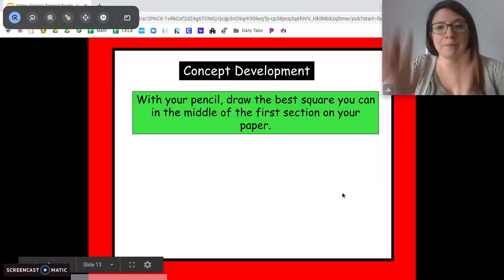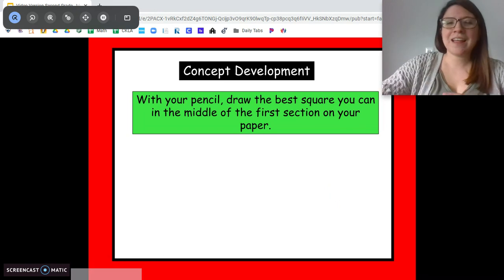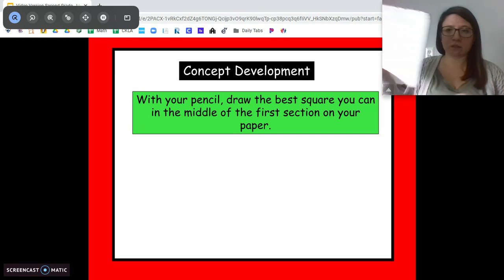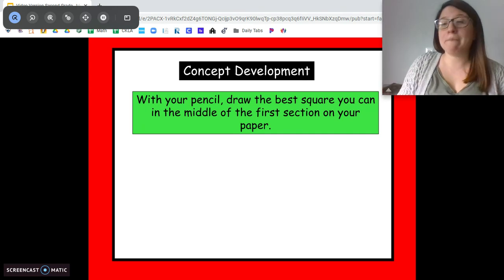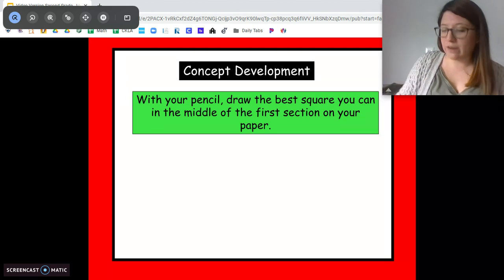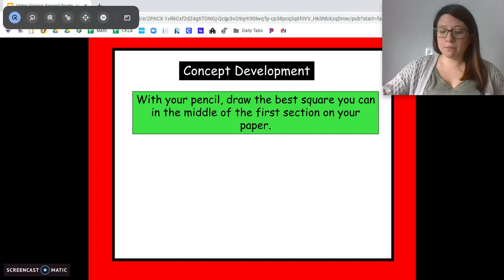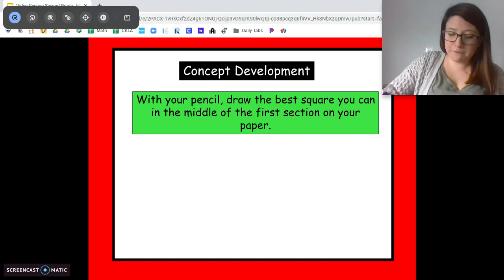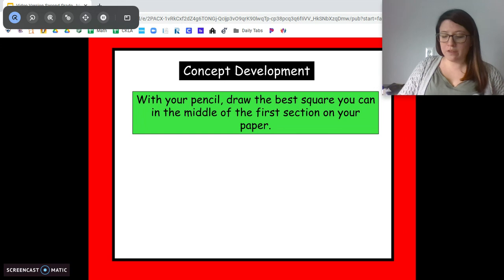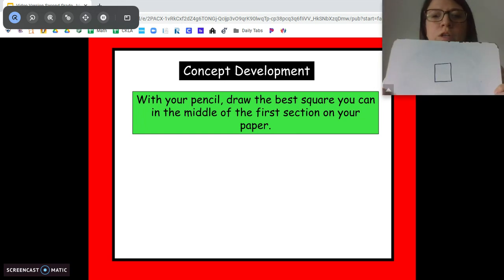Good. All right, you want to try and draw a cube? Let's do it. With whatever you're using, whiteboard, paper, pencil, marker, you're going to draw the best square you can in the middle of your paper. So first step, draw a square. It doesn't have to be totally perfect, but remember a square has 4 square corners and 4 sides that are all the same length. All right, do your best to draw the best square you can.